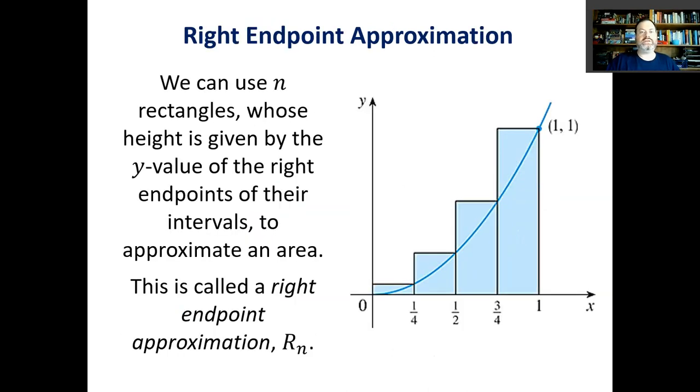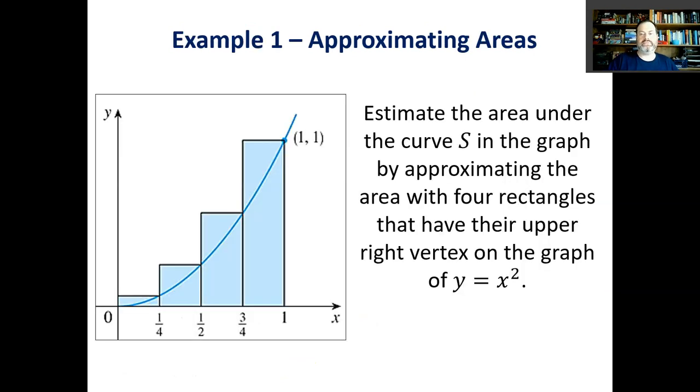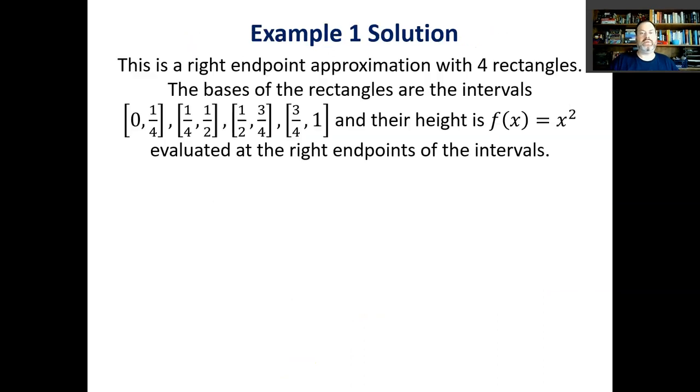So we're going to look in detail at this right endpoint approximation. Here we have the y value given by the height of the right endpoint. And again, n is the number of rectangles. So if we're doing 4 rectangles, we would call it R4. So that's what we're going to see here. We're just going to solve this problem. So let's think about what's going to happen here.